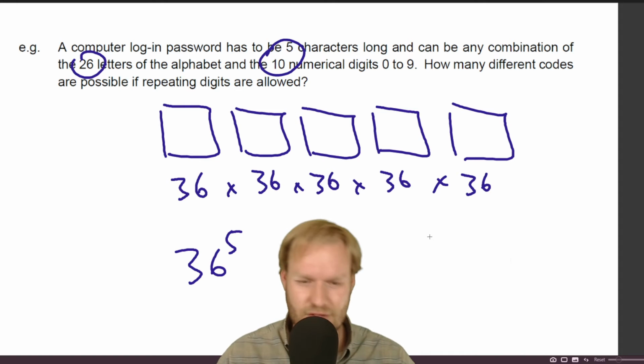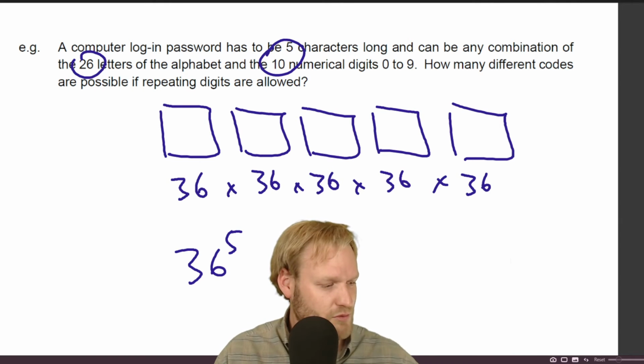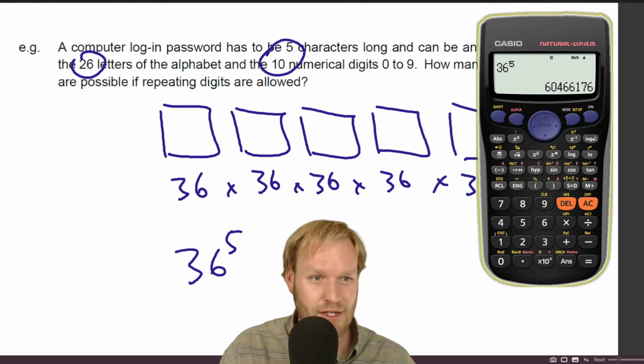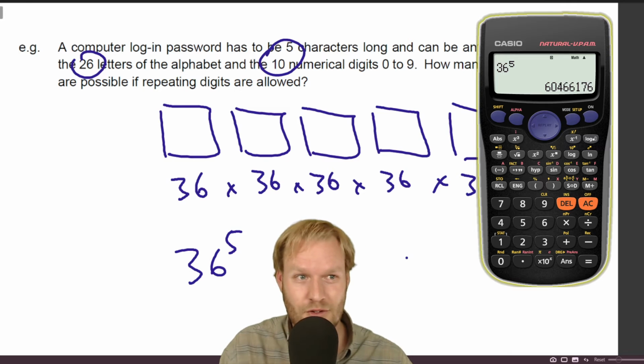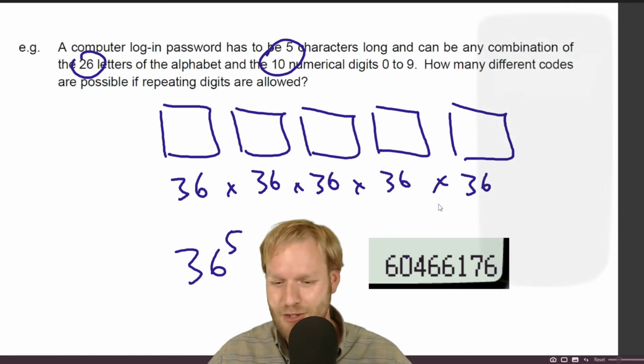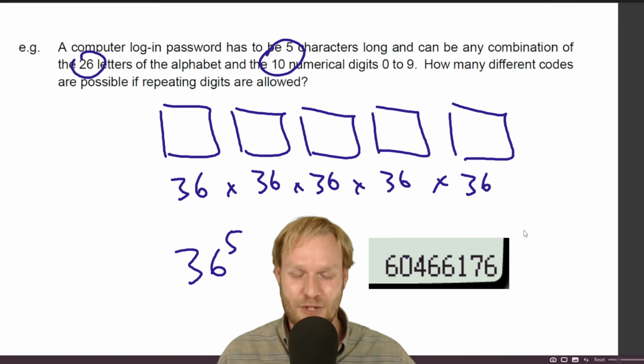And that's going to give us, let's see, come on, calculator, where are you? There we go. Okay, so 36 to the power of 5, that equals... maybe I should have just done this originally, huh? Save myself the trouble of getting that wrong. There we go, that number, 6 million, is it? I don't know. Whatever long number that is, there are a lot of different possible codes.